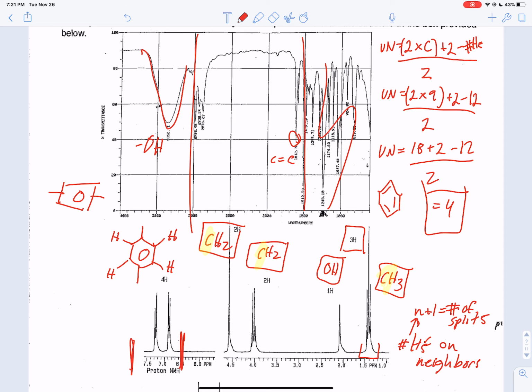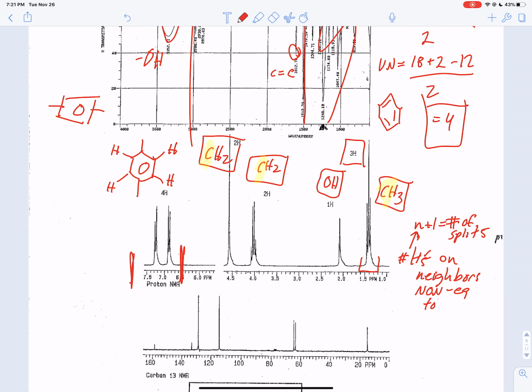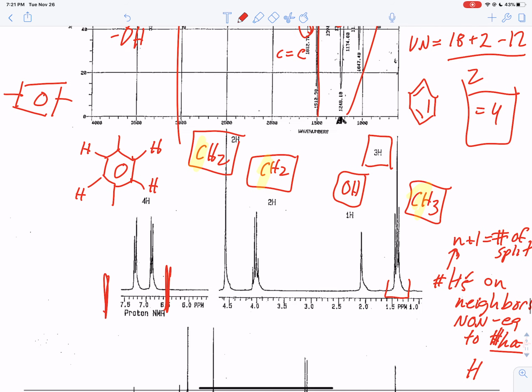On neighbor, and those are not equivalent to the one in question. Like the proton that you care about. What's another way to say that? To that hydrogen. Okay. And that's the only way they're going to split it.